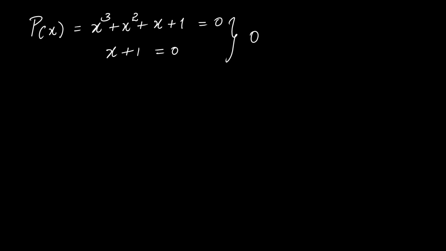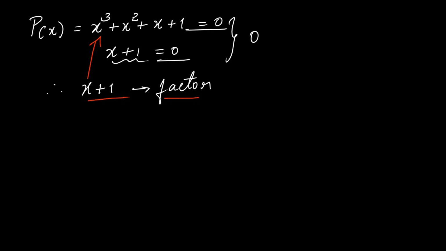By this we understood the polynomial expression x cube plus x square plus x plus 1 is equal to 0, and the factor x plus 1 is also a 0. So by this we can tell that x plus 1 factor is present inside this polynomial expression. Hope you understood this clearly.